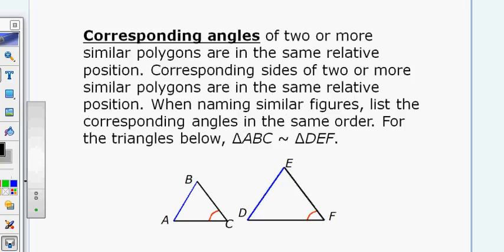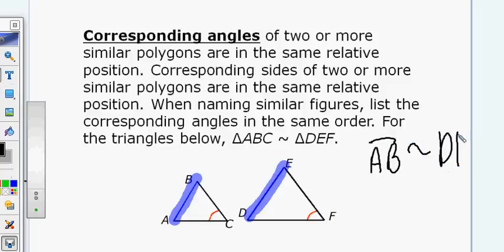Corresponding angles of two or more similar polygons are the same relative position. In other words, if the shapes are actually lined up exactly the same, they are the side that is both on this figure left. So we can actually write this out by saying side AB, we do that with a line, is similar to and corresponds with DE. Now this is something we can actually test.